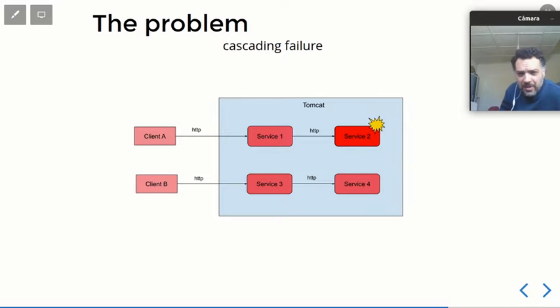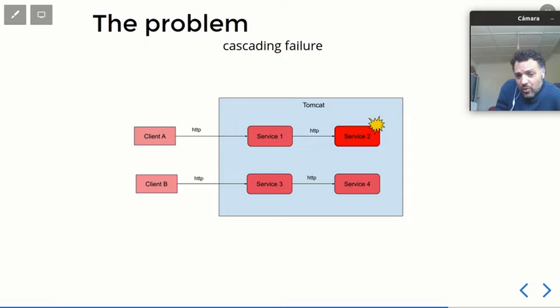So this is our first scenario. We are going to reproduce the problem. We are going to produce a cascading failure due to resource exhaustion. Why? Because when we call from service 1, we call service 2, we are not using any kind of protection. We are not using any kind of resilience pattern.